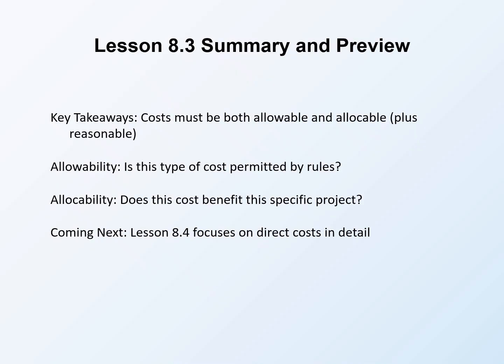Allocability asks whether a specific cost benefits your particular project. Costs that serve your grant's objectives are allocable. Costs that benefit other activities are not. When costs benefit multiple projects, they must be allocated proportionally based on reasonable methods that reflect actual benefit.